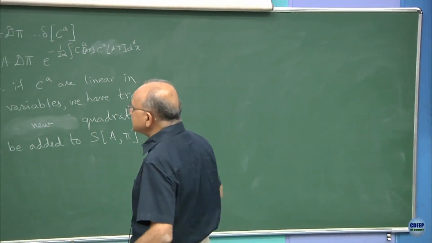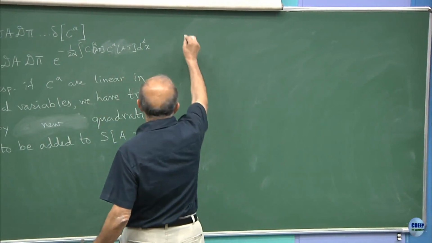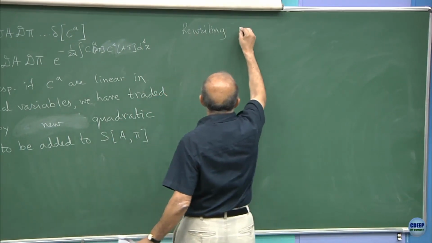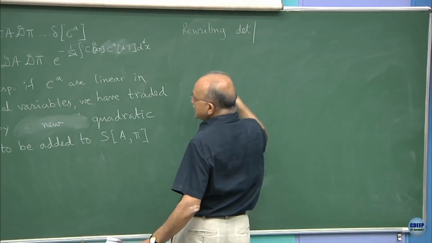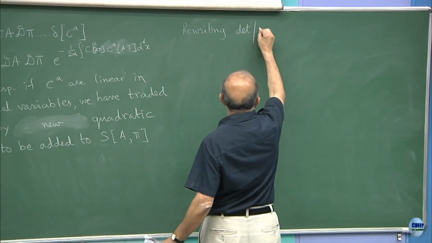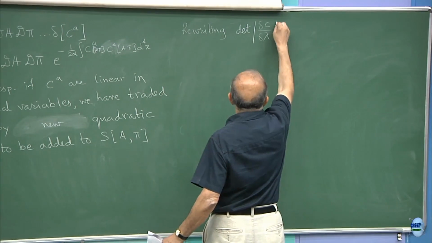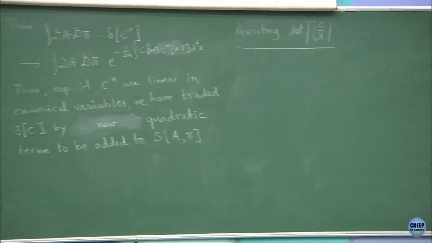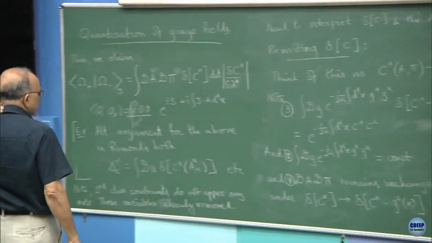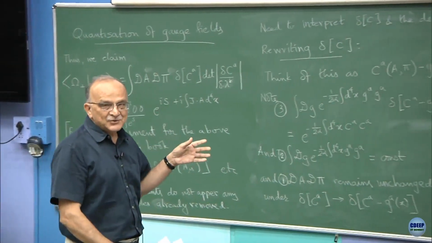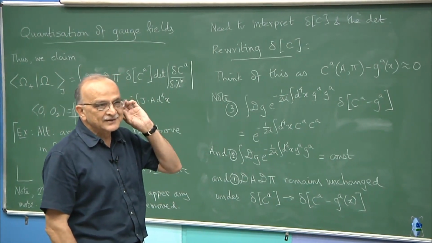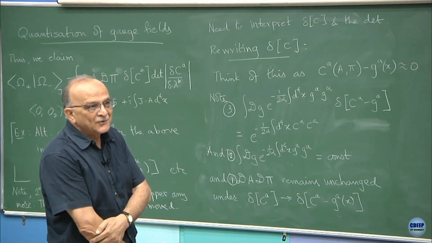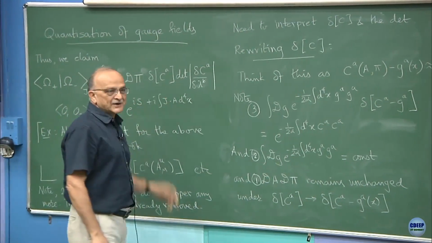So rewriting delta of dC by d lambda. So here, clever people observed that the only good thing we can do here is Gaussian integrals. This is what, however illegal, we have all accepted as friends that we can do Gaussian integrals. So what Gaussian integral can give you a determinant?